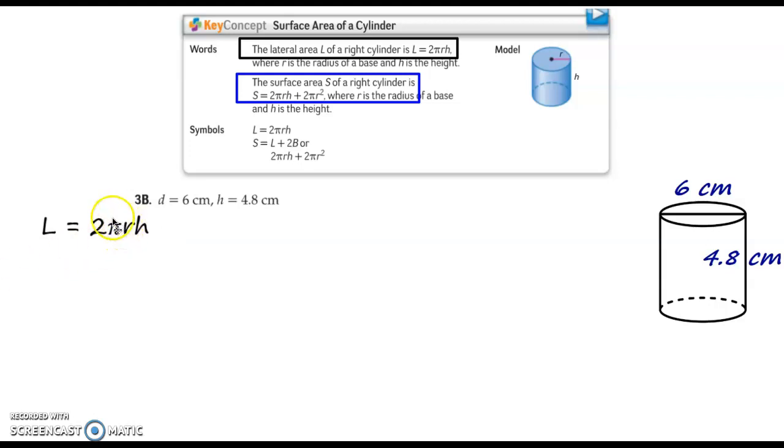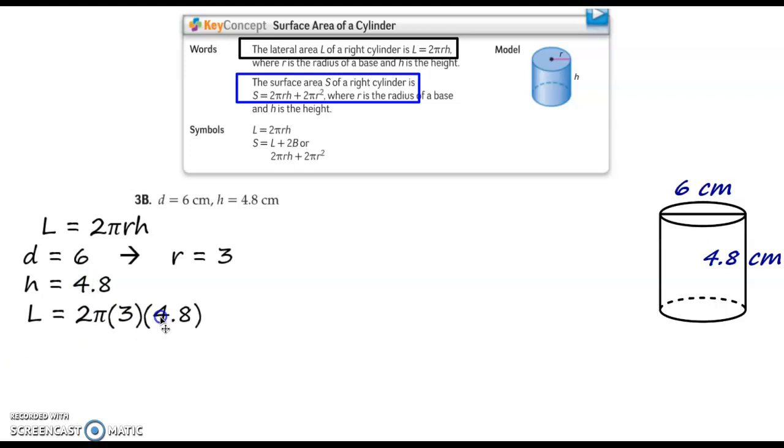Now, my formula calls for radius, but the example gave me the diameter. So I know that if the diameter is 6, that means the radius is going to be 3. They also told me that the height was 4.8 centimeters. All I need to do now is take those values and substitute them into my formula. So 2 pi times 3, because that's the radius, times the height, which is 4.8.